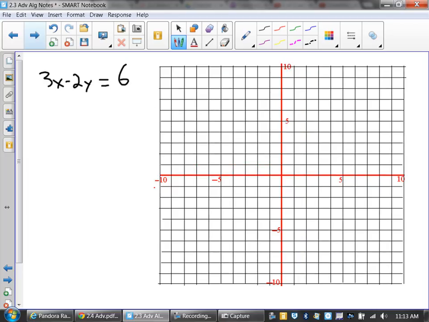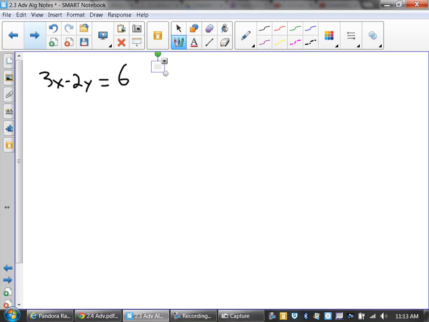Another example, and I'm not even going to bother with graph paper today. We're just going to do rough sketches.